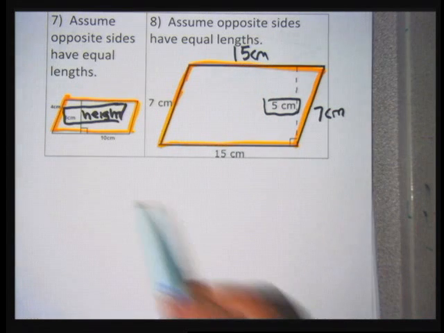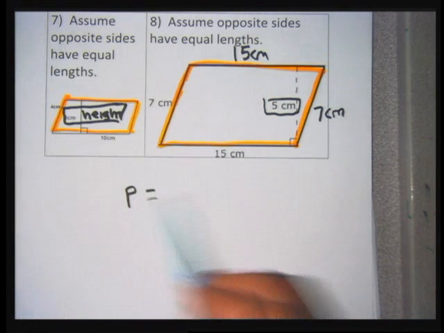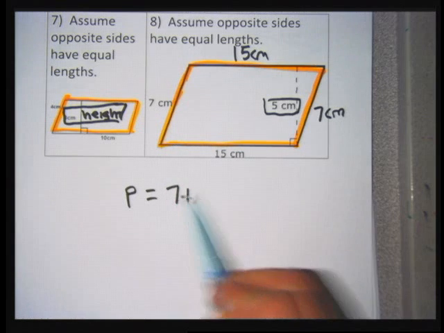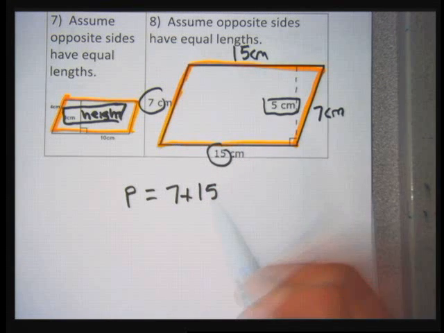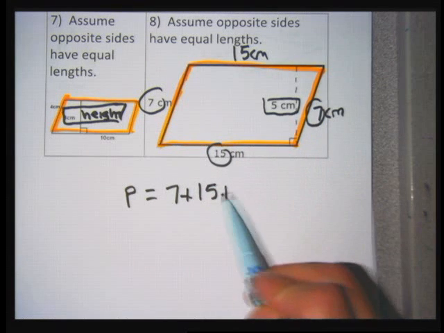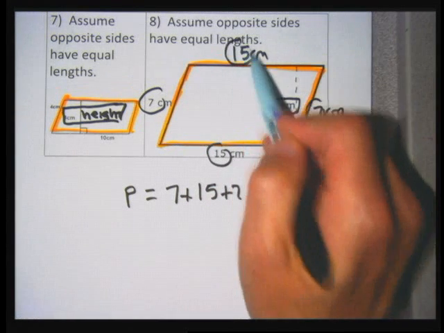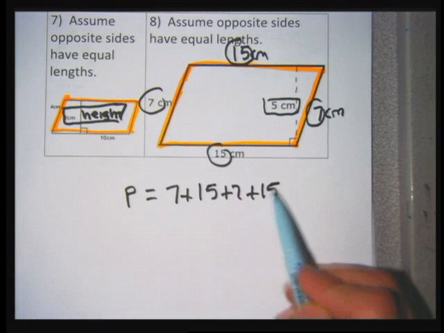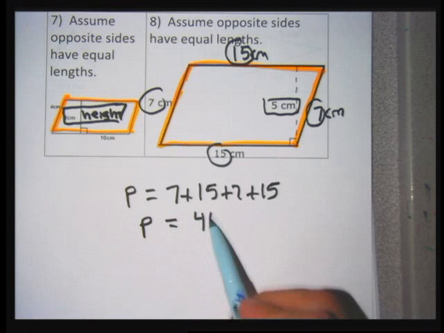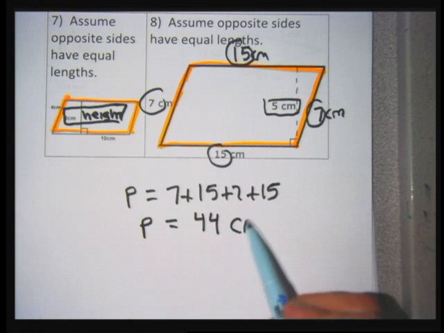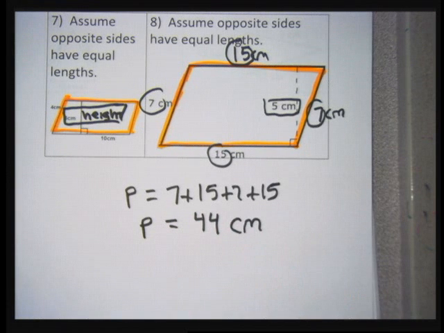And so my perimeter for number 8 is going to be 7 plus 15 plus 7 plus 15. That's going to be 44. And then I'm going to attach my units, and I'm going to say the perimeter is 44 centimeters.